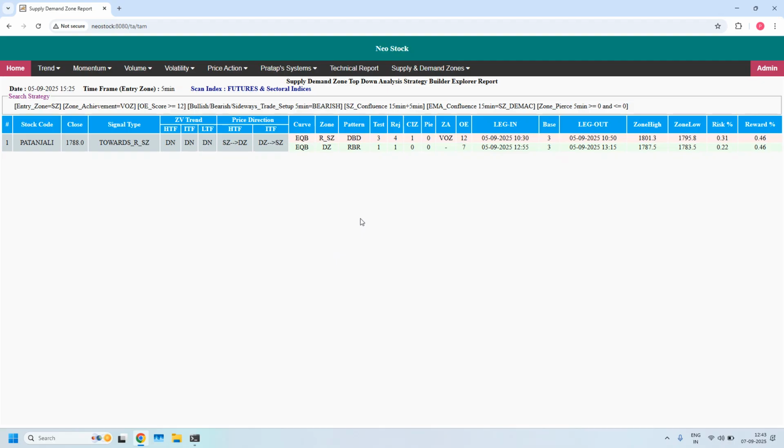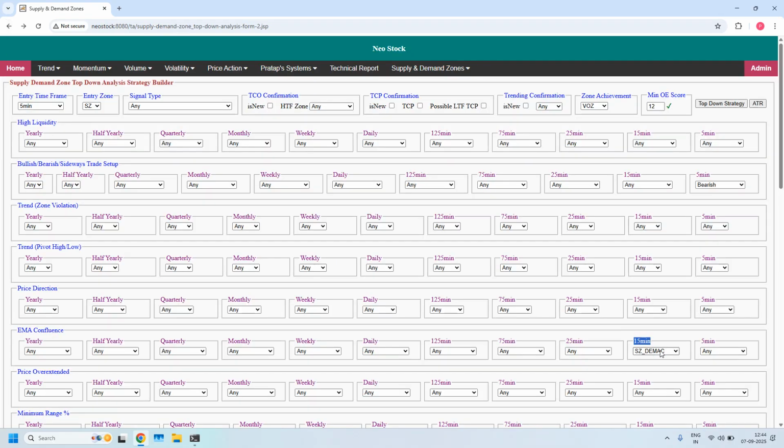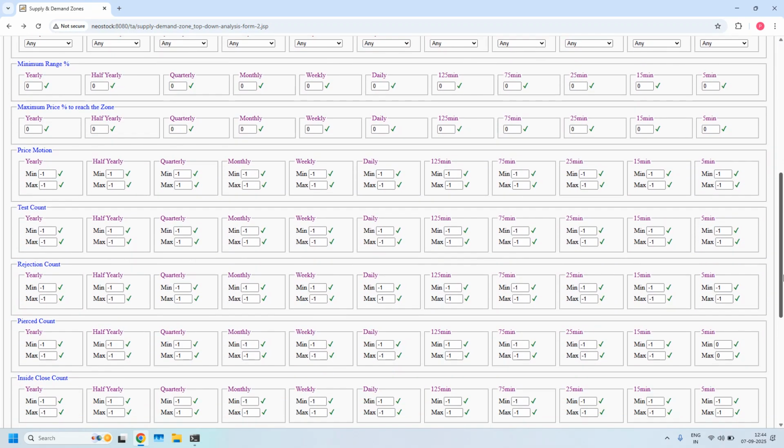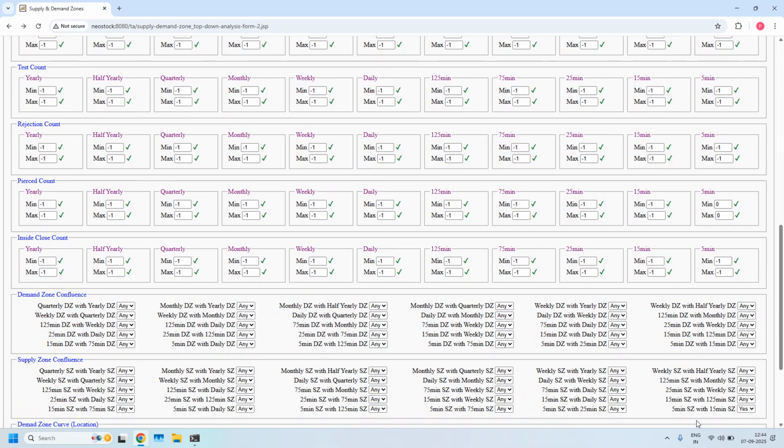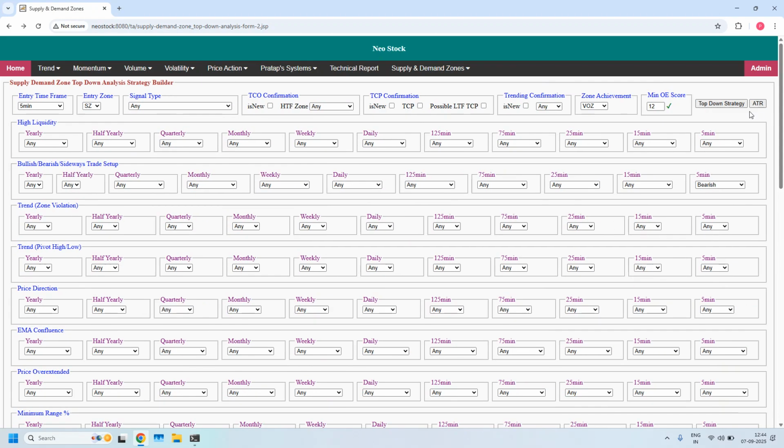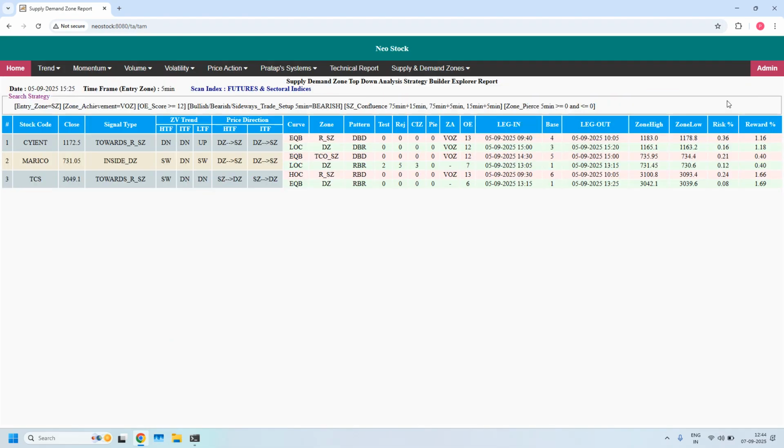Okay, next let us look into LTF, ITF and HTF supply zone confluence supported stocks. I am going back, removed ITF EMA filter. In the supply zone confluence, 3 filters we have to set. First filter is already enabled. Next 5 minutes and 75 minutes. 15 minutes and 75 minutes supply zone confluence. With all the 3 filters, we got 3 stocks.